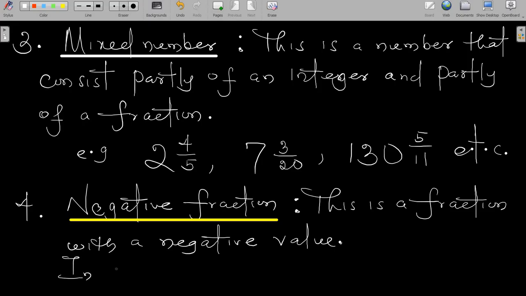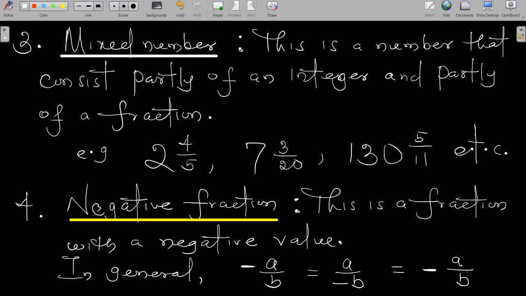So in general, this is how it looks. If the negative is on top, it's the same thing as if the negative is at the bottom. Simply, you can also write it by putting the negative in between the bar. So we have A all over B. It is best you write it in between like this.